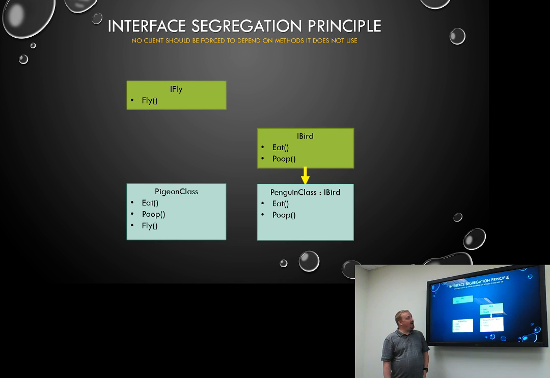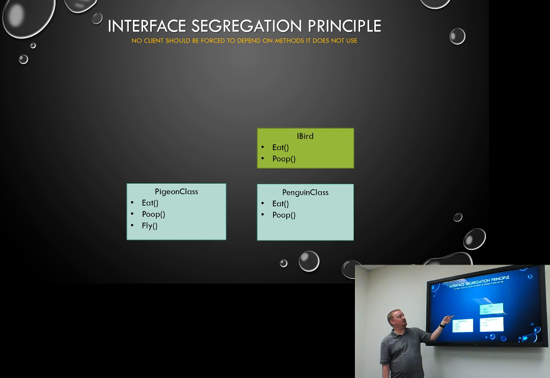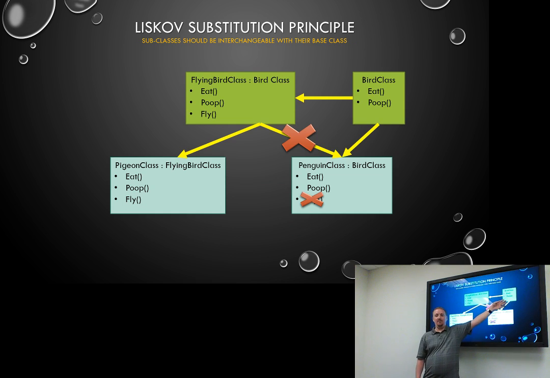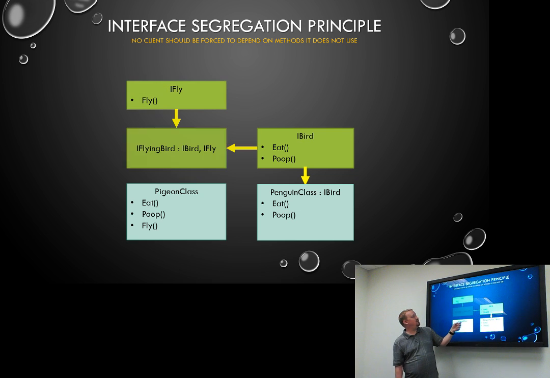Now, what we can do is add a third interface, because interfaces can inherit from multiple interfaces, right? That was something we couldn't do back here with the Liskov Substitution Principle. You can only inherit from one base class. Interfaces work differently, and that's why we like them so much, because I can create an interface called IFlyingBird that inherits from both IBird and IFly. Now I can say my pigeon class inherits from IFlyingBird, and in fact, I didn't even really need this. I could have said my pigeon class inherits both from IFly and IBird. That would have worked just fine too.